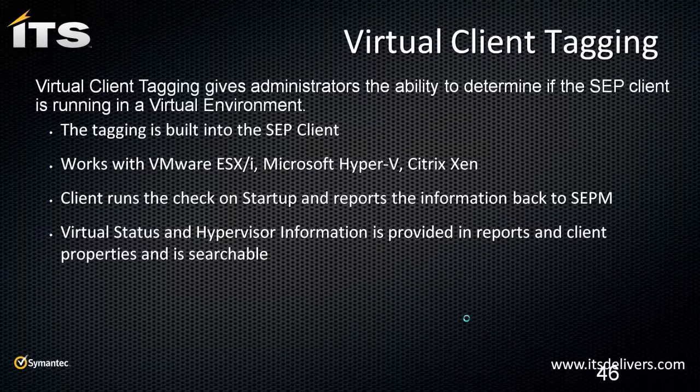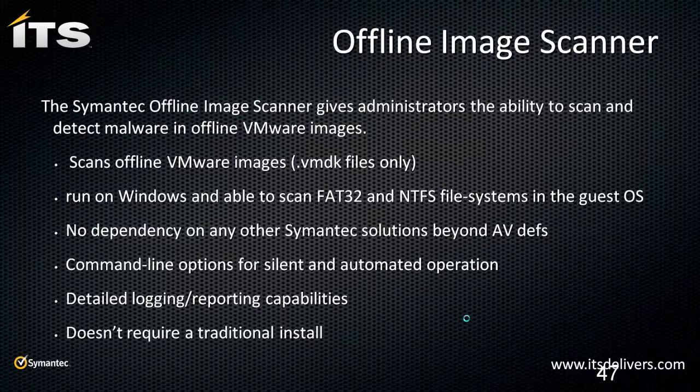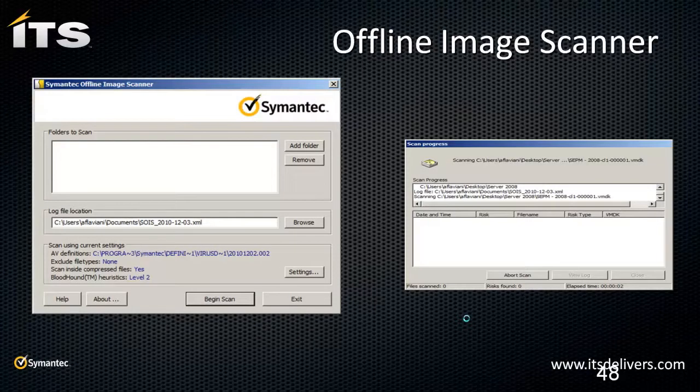Built into the SEP client, it makes the client aware whether it's running in a virtual environment or not. It will report back to the management platform that it is running on a virtual machine. And I can get virtual status and hypervisor information in my report, and it is searchable. Offline image scanner allows me to scan VMware images only currently, and then I can scan that offline VMware file for viruses if I need to. This is an example of me adding that file, kicking it out to a log file, and you can see the scan of that offline image.